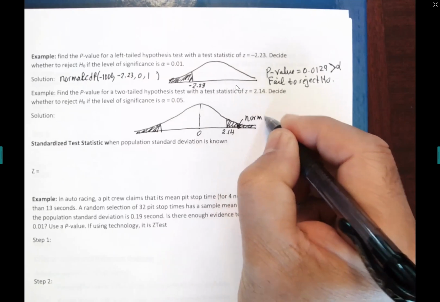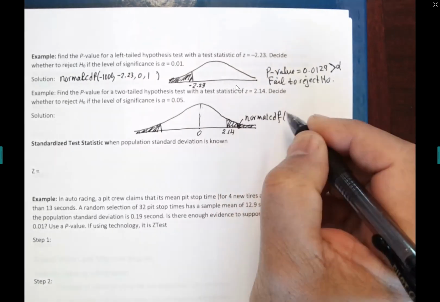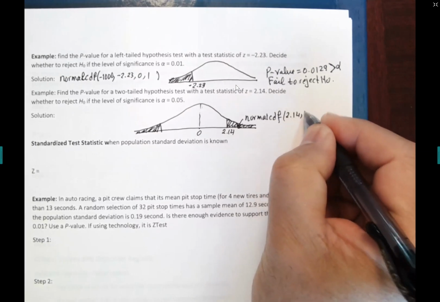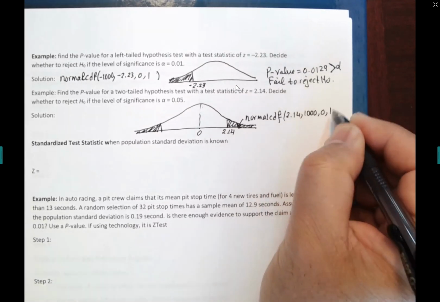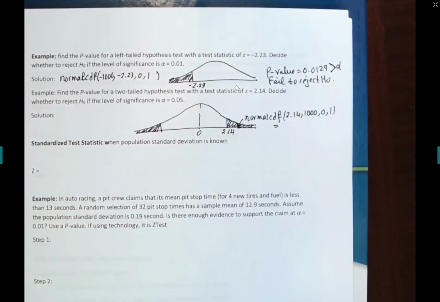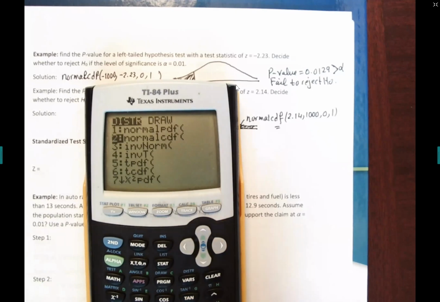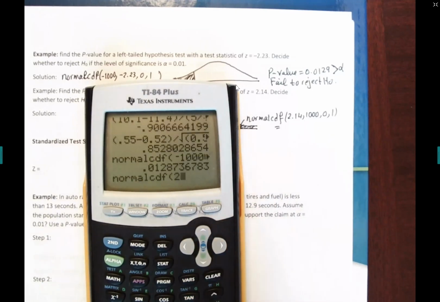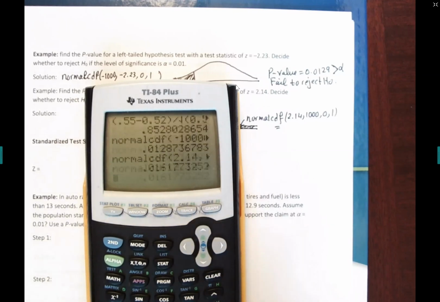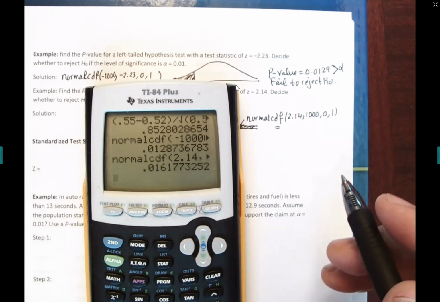Normal CDF. Okay, lower bound will be 2.14. Upper bound is the sky is the limit, 1,000, 0, 1. There you go. Let me see. Normal CDF, 2.14, comma, 1,000. Just trying to show you guys that the p-value is nothing but a probability. It's an area. 0, comma, 1. Okay, I got 0.0162.